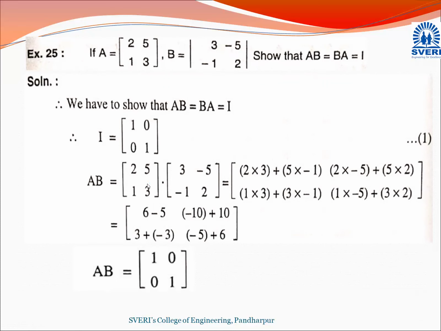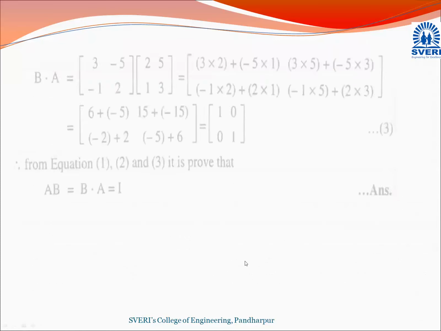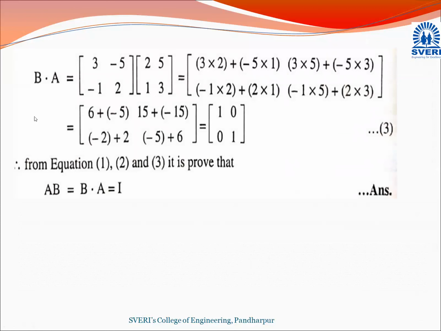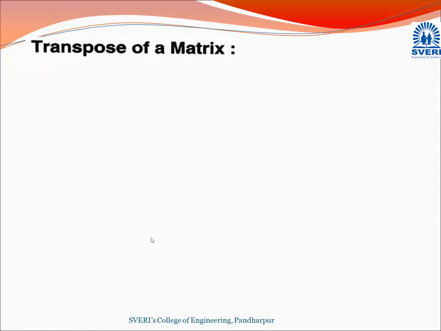If we are taking multiplication of A and B, we are getting 1, 0, 0, 1. And if we are taking B into A, in the same way, we are getting the value of that multiplication as the matrix 1 0 0 1, that is the identity matrix. Therefore, we can say that A into B is equal to B into A is equal to the identity matrix.